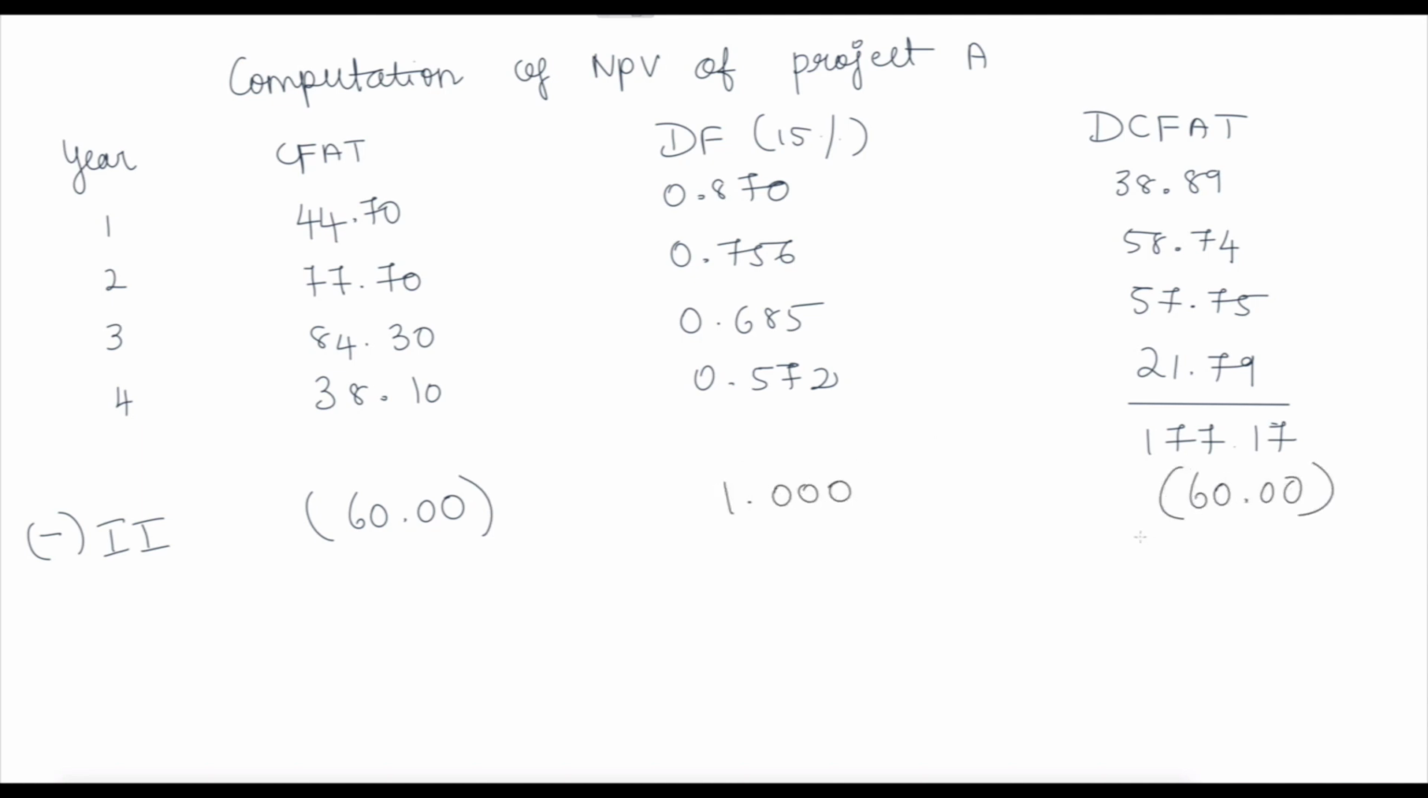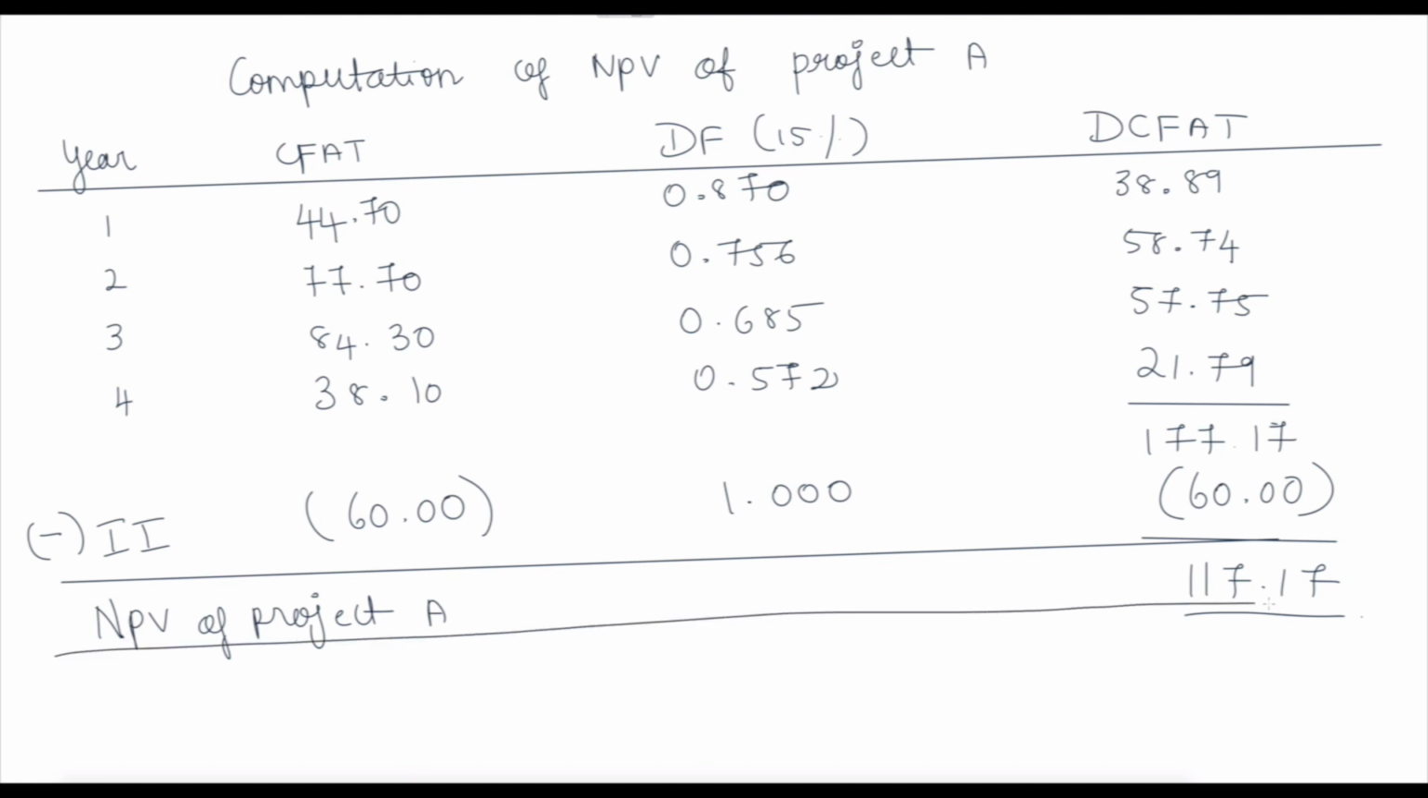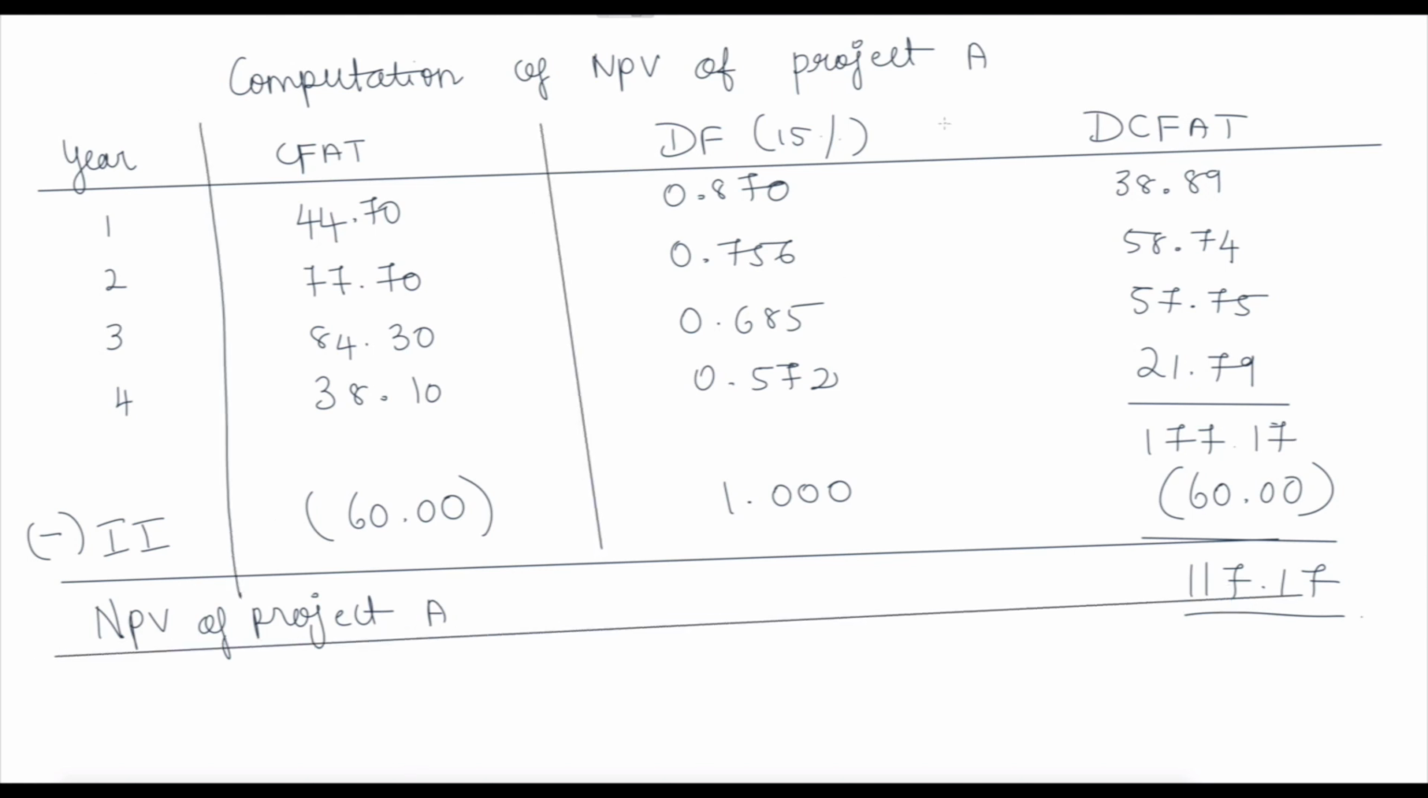My net present value for project A is 117.17 lakhs. Okay guys, now what we should be doing, we should be finding the net present value of project B. Same format. Again I'm just going to compute the cash flow after tax for project B, with particulars for years 1 2 3. For each year I'm just going to find my cash flow after tax separately.